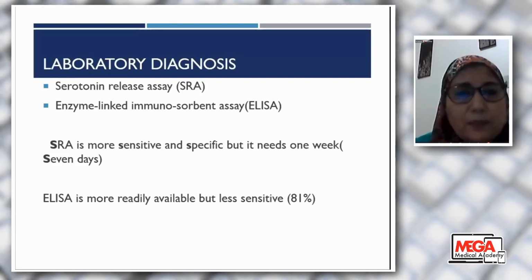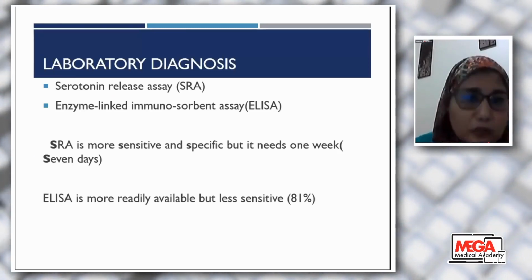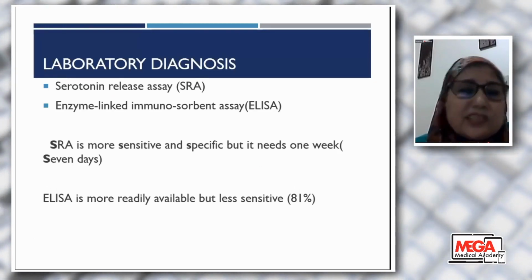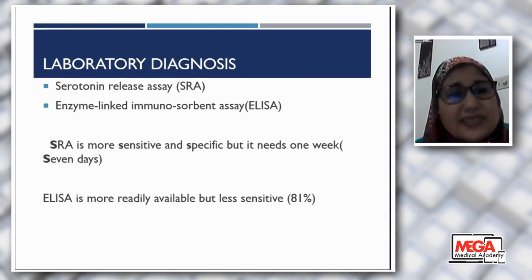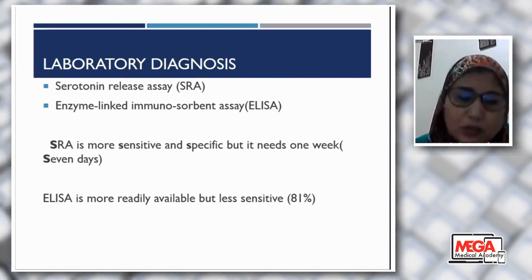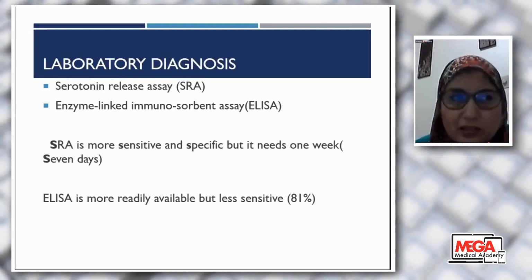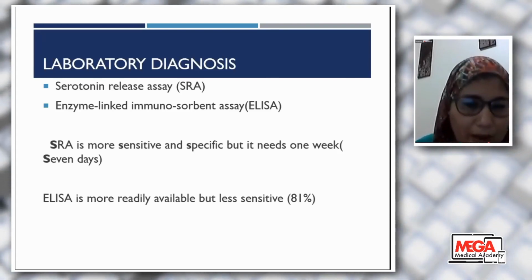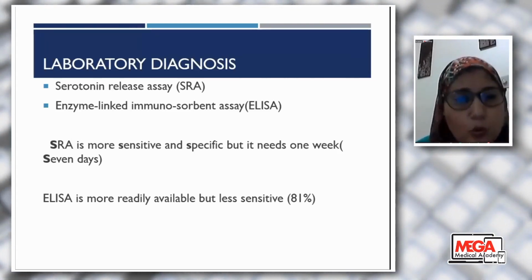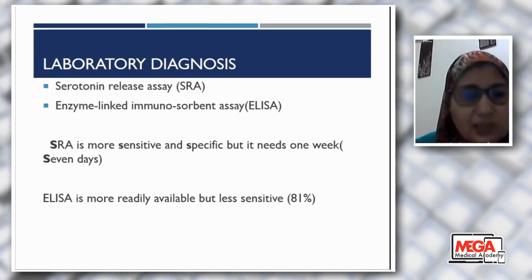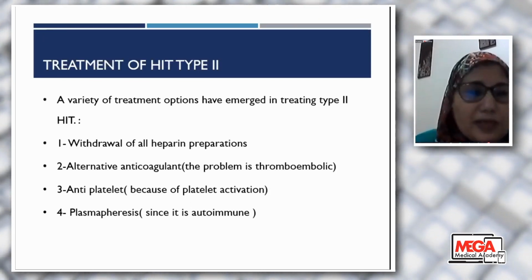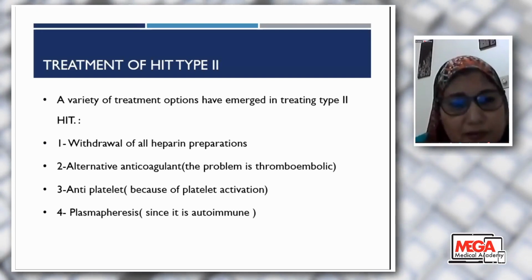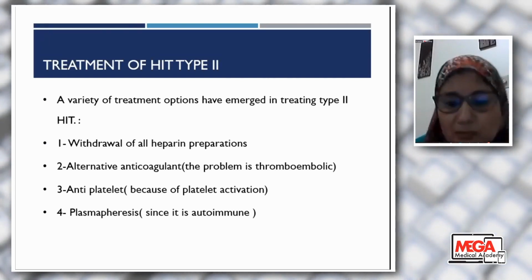As regards the lab, it's the serotonin release assay. This is a specific but a slow test. Although it's very specific, it takes 7 days. So I cannot wait for 7 days to start on a solid ground on a scientific base by the lab. So I have to shift to the other modality of diagnosis, which is the ELISA, which detects the antibodies. How to treat? 4 main lines of treatment: withdrawal of all heparin preparations, alternative anticoagulant, antiplatelets, plasmapheresis.